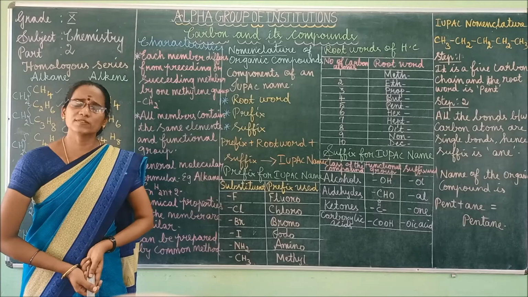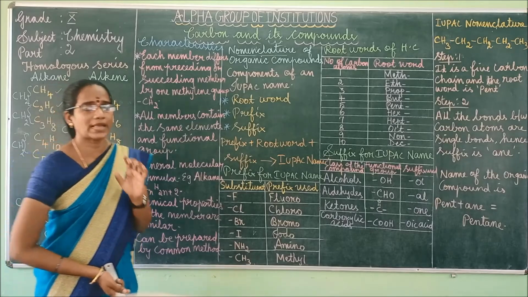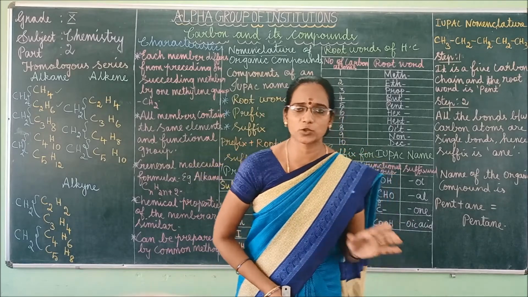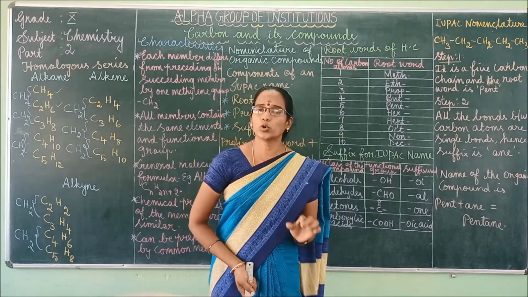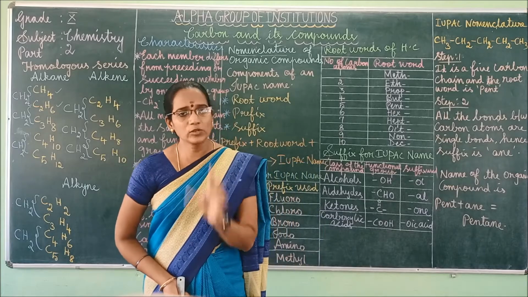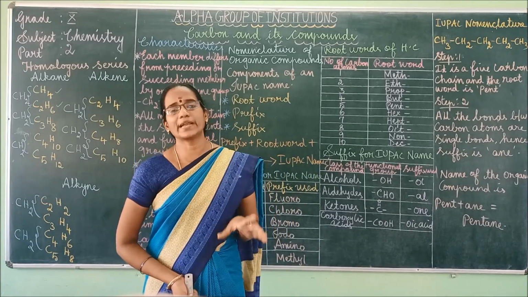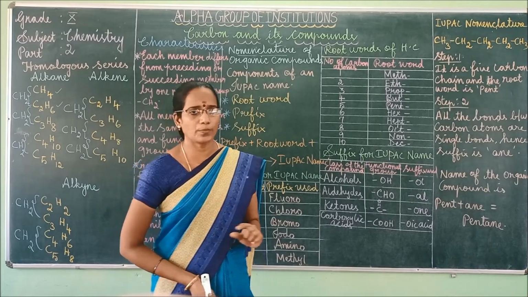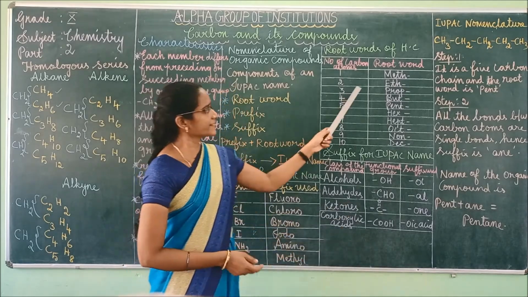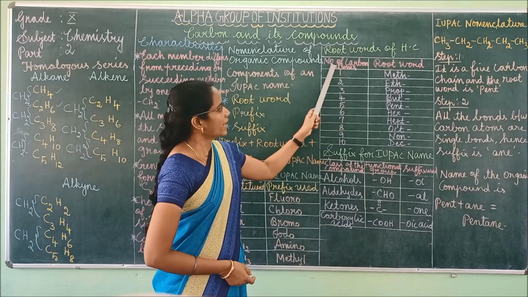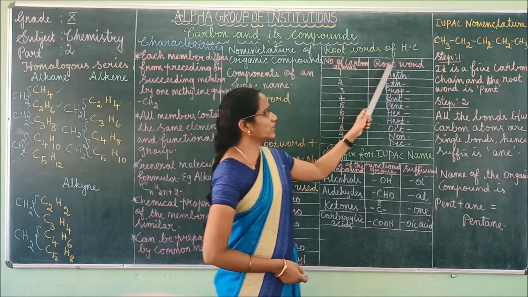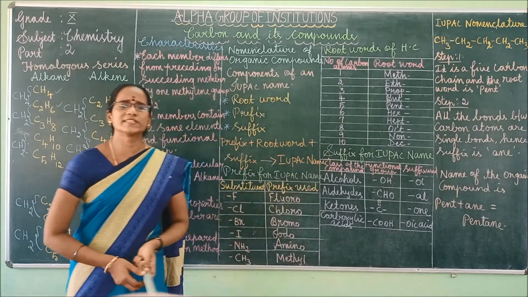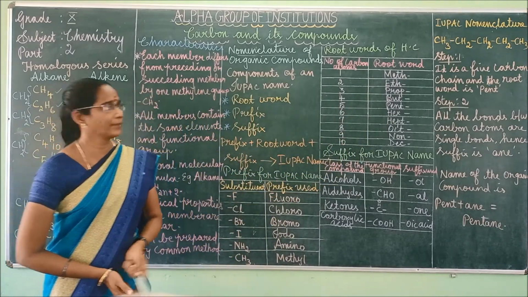The root word gives the number of carbon atoms present in the parent chain of that particular compound. Look at this tabular column. The number of carbon atoms as well as the root word is given. Here, for some root words we are using Greek numerals.